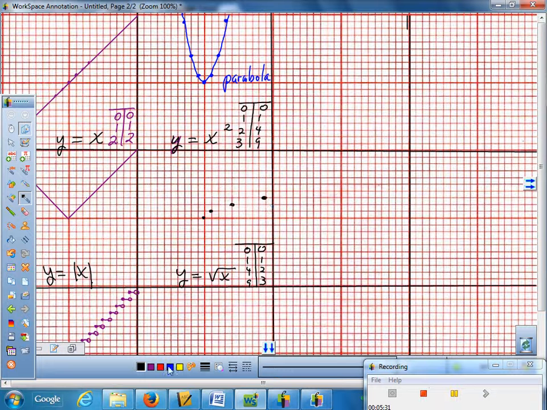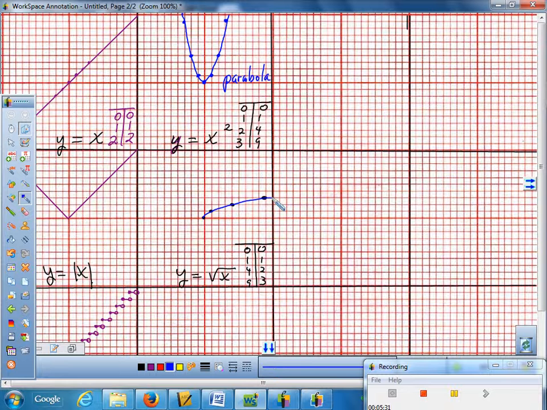And if you connect the dots, it looks like a parabola, but it's only half. So should I put the other half of the parabola on? First of all, would it be a function if I put the one underneath it?